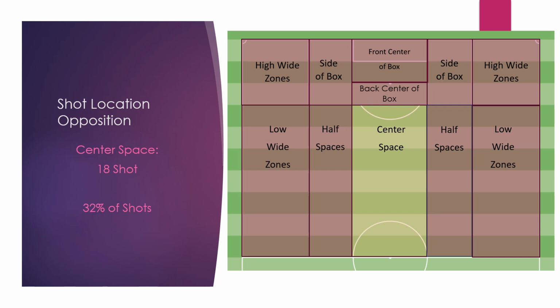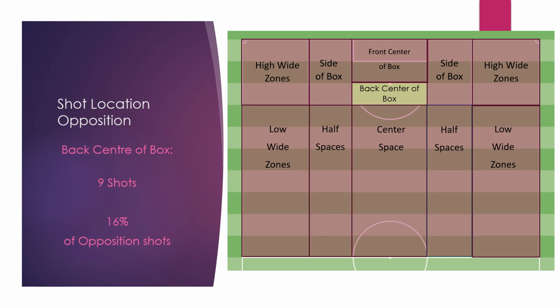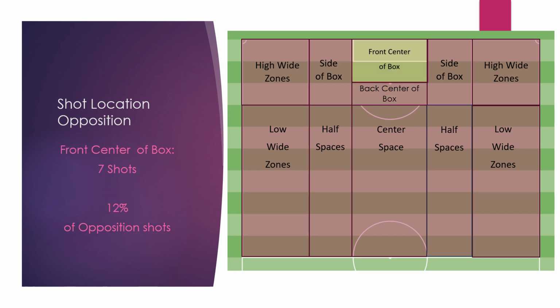So breaking down the opposition shots again, in the center space, 18 shots, 32% of their shots are coming from there. So a third of their shots are coming from the center space outside the box. That's really good defending. Their next most popular area were the half spaces. So 14 shots, 25% of their shots are coming from these half spaces. Their third most likely place to shoot is from the back center of the box. 9 shots or 16% of the chances.